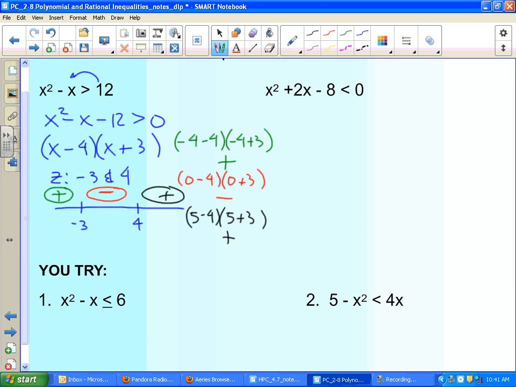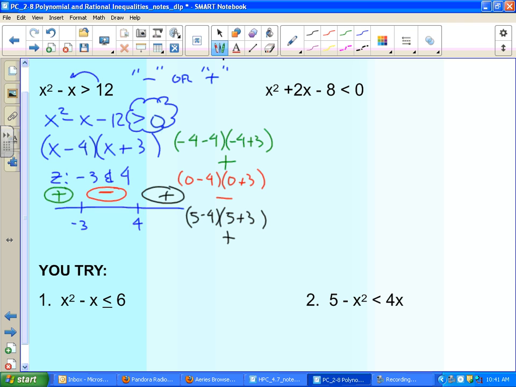Does that clear things up with our positives and negatives a little bit? Okay, we haven't found the answer yet. All we've done is determine where my positives and my negatives are. Now I've got to go back and look at the original that has the 0 on one side. Does that say to find negatives, or does that say to find positives?